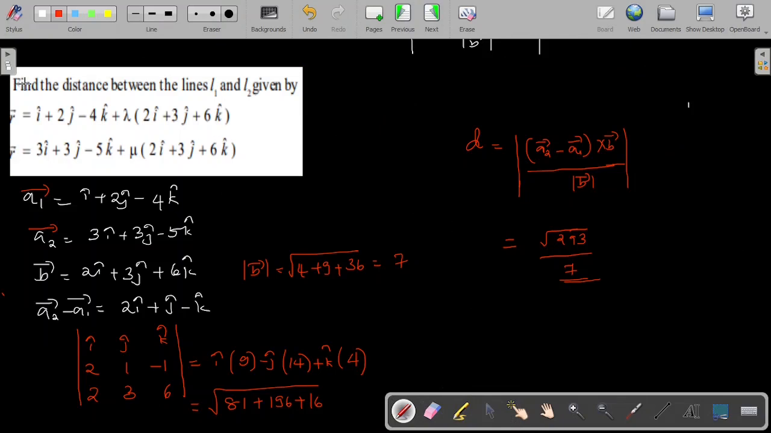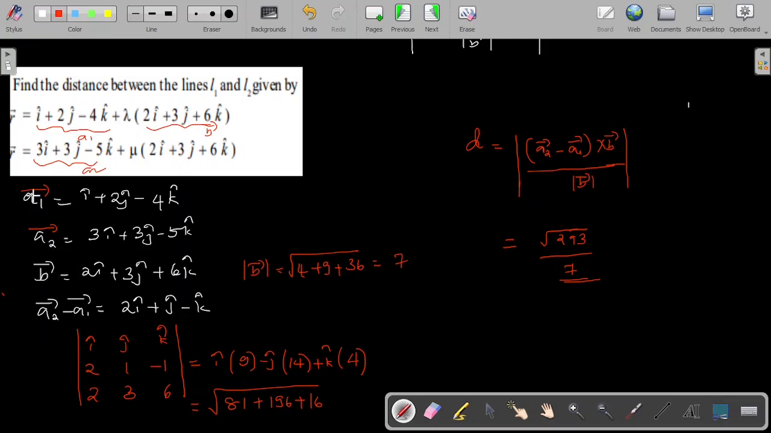Now here is the problem. Find the distance between the lines L1 and L2 given by the two equations. When you look at the equations of the lines, the B1 and B2 vectors are both the same. That means these two lines are in the same direction, which indicates the lines are parallel. Hence, you write the formula for the distance between two parallel lines, which is D equals the magnitude of A2 vector minus A1 vector cross B vector, by the magnitude of B vector. First, let us identify the A1 vector. This is the A2 vector. This is your B vector.